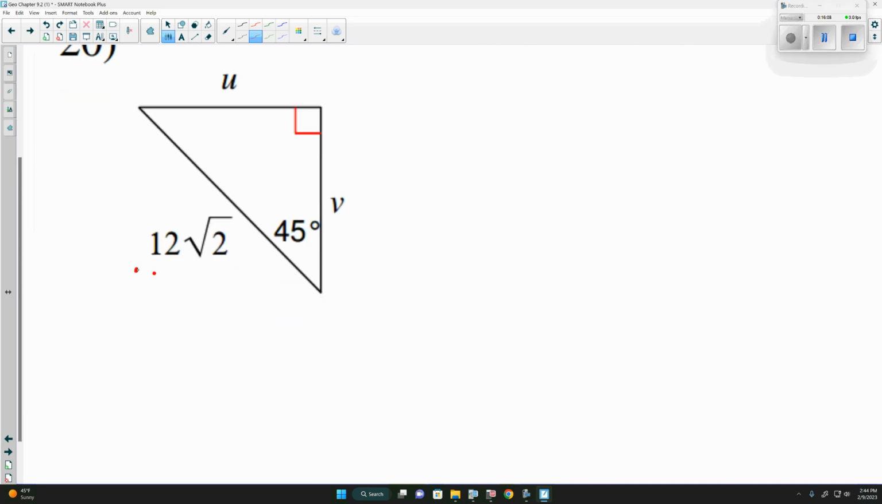So here the hypotenuse is given. So we divide it by the square root of 2. These will cancel. So V is 12 and U is.